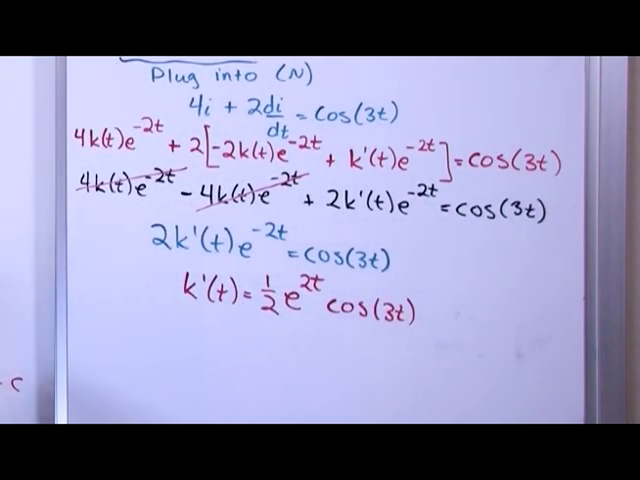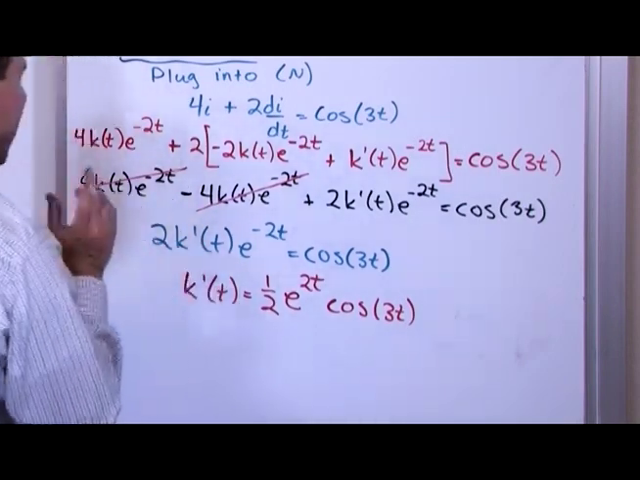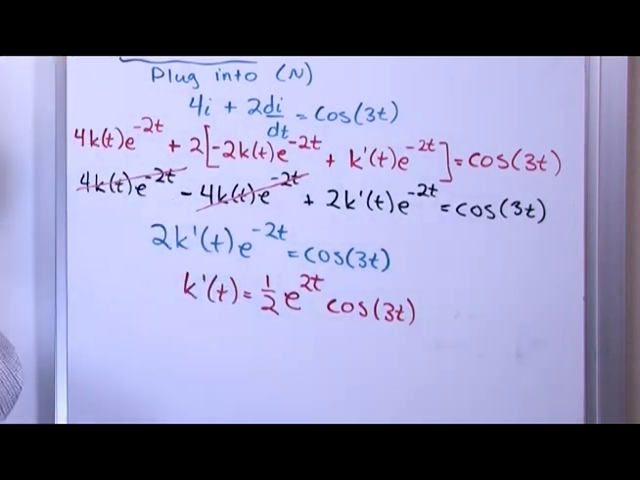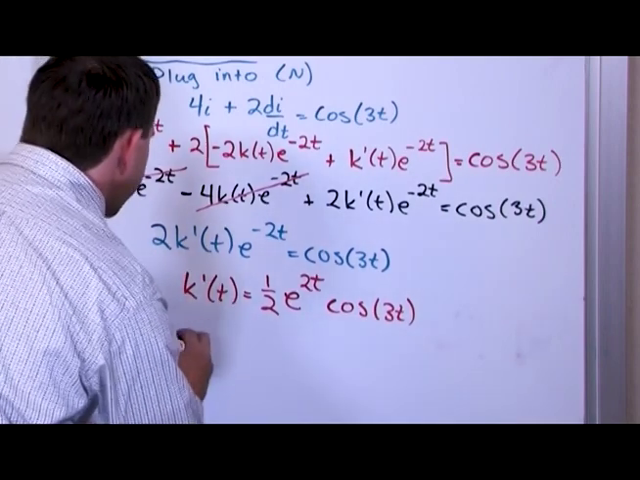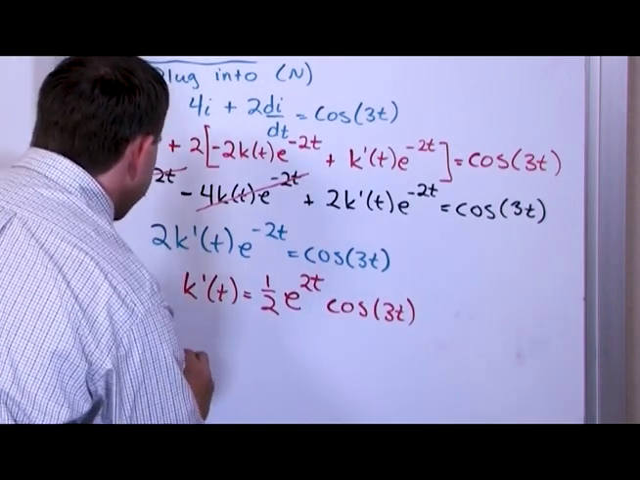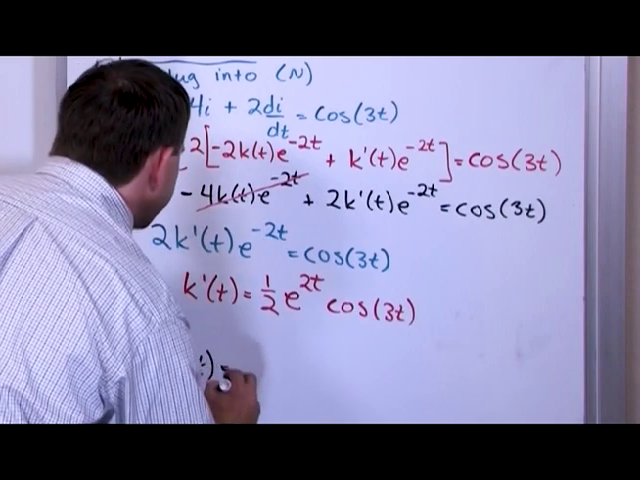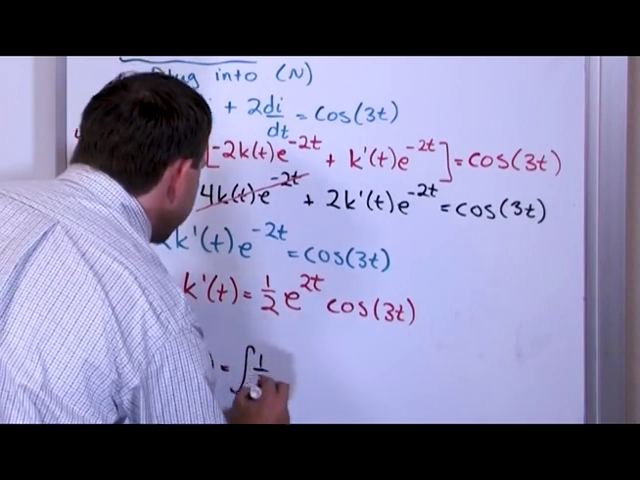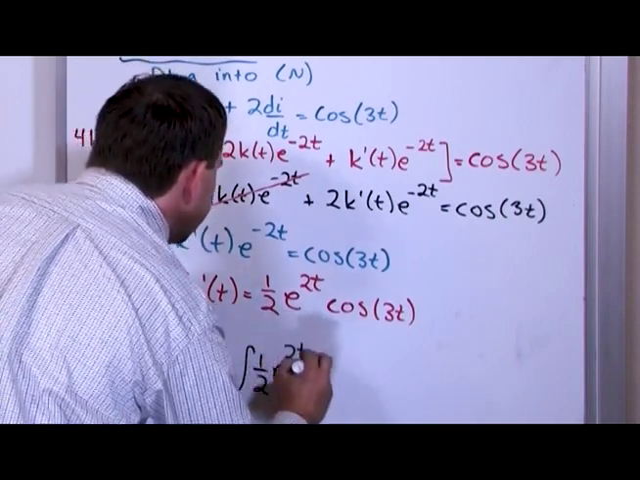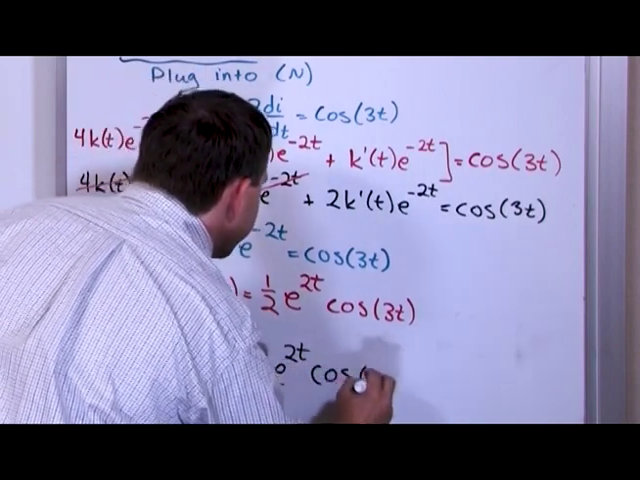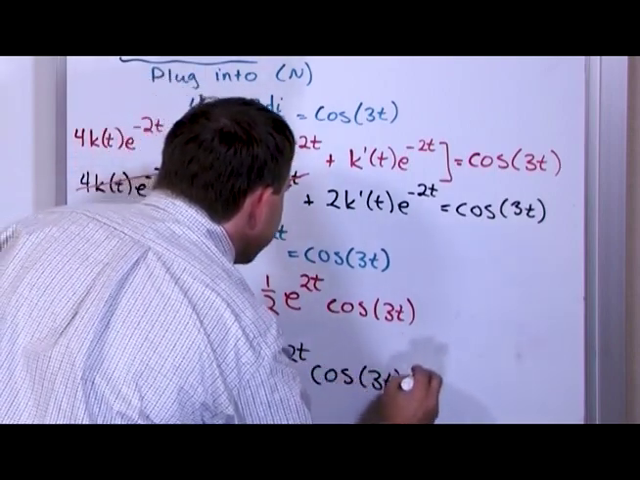Make sure you understand everything going on there. What we have is k prime of t is equal to 1/2 e to the 2t times cosine 3t. And that's equal to k prime of t. So now what we have to do, ladies and gentlemen, is integrate this. So k of t is equal to the integral of 1/2 times e to the 2t times cosine of 3t, and this is dt.